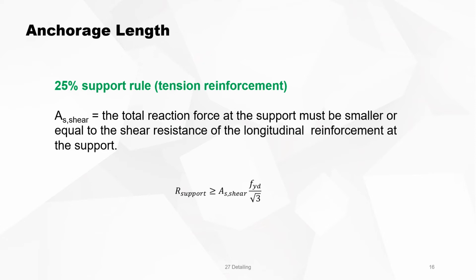So it means in numbers that the reaction of the support must be smaller than the total amount of reinforcement multiplied by fyd divided by the square root of 3. So the minimum amount of reinforcement at the support is the reinforcement needed to take a bending moment, if it's a fixed support, then there's a bending moment, or 25% of the reinforcement in the other parts of the beam, or it's the shear required reinforcement.